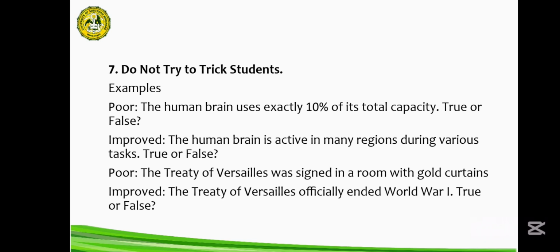The seventh is do not try to trick students. It might frustrate students, undermine your credibility, and mislead the validity of the items. For example here, the human brain uses exactly 10% of its total capacity. This item plays more on a popular myth, not on totally understanding your student. So to improve it, be more accurate and conceptually focused.